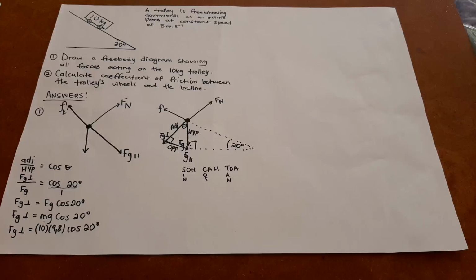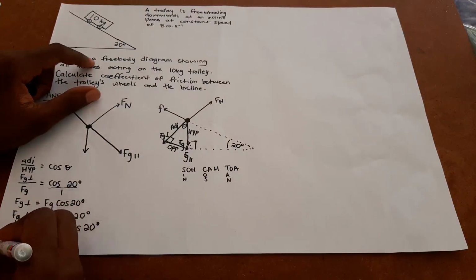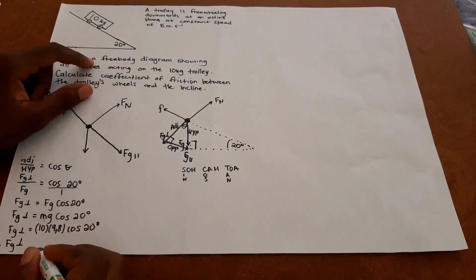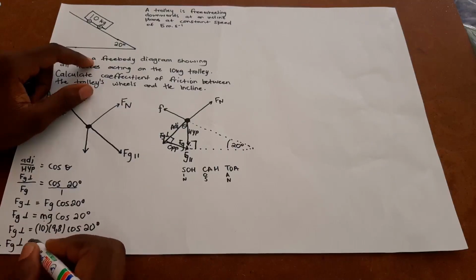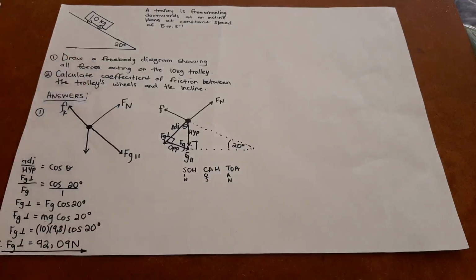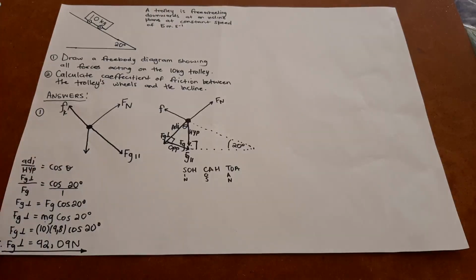10 multiplied by 9.8 cos 20 degrees, that becomes 92.09 newtons. So therefore our FG perpendicular, I hope you can see there. Yes, our FG perpendicular is equal to 92.09 newtons. And that's how it goes. Okay, right now we found the answer of the very first component, which is FG perpendicular.